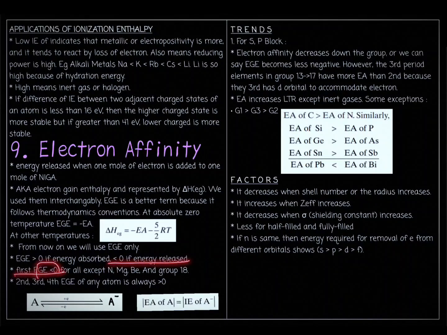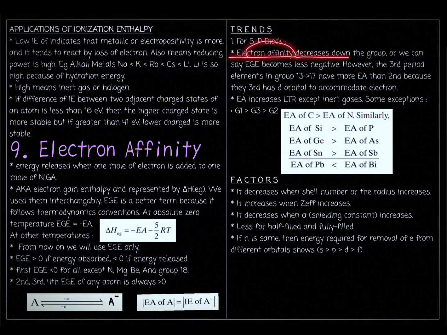First electron gain enthalpy is spontaneous. I'll just say it like this. Adding an electron is spontaneous for everybody, the first electron, except for nitrogen, magnesium, beryllium, and group 18. And the second, third, fourth, and so on electron gain enthalpy of any atom is always non-spontaneous. These are the trends of electron gain enthalpy.